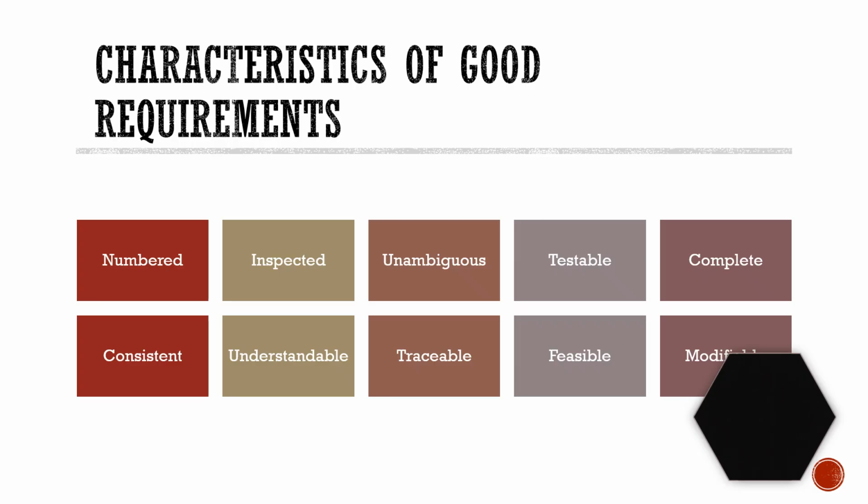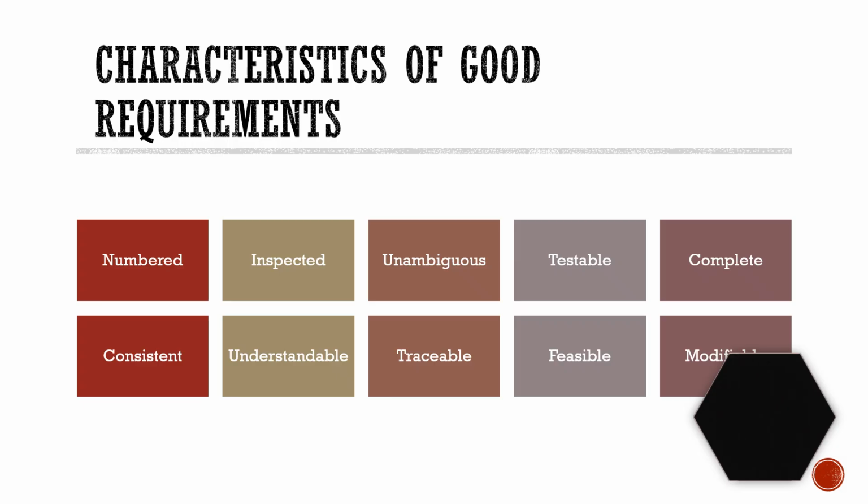Characteristics of good requirements. They should be numbered, which means the requirements should be listed in such a way that the most important one comes first and the least important comes last. Inspected, the requirements should be properly inspected and gathered accordingly. Unambiguous, the requirement should be clear and testable. All the requirements that we have implemented can be tested through some mechanism.